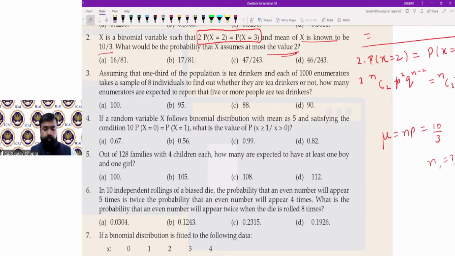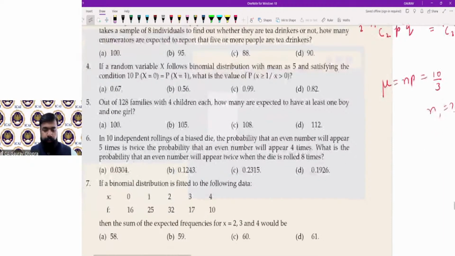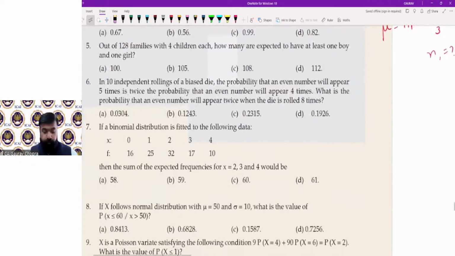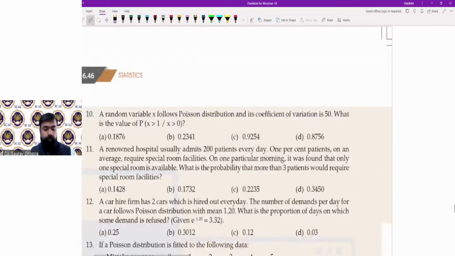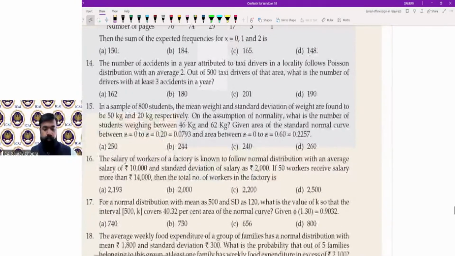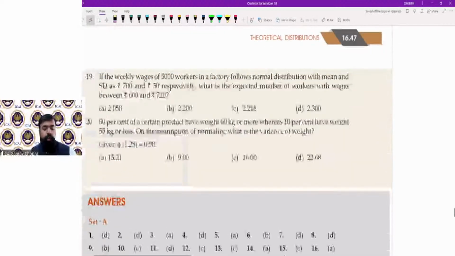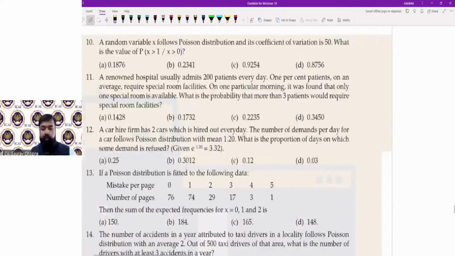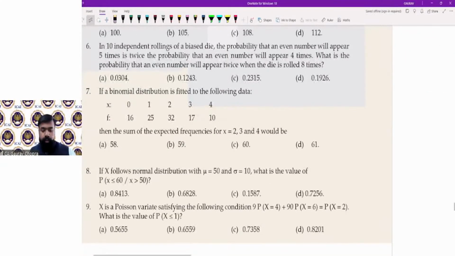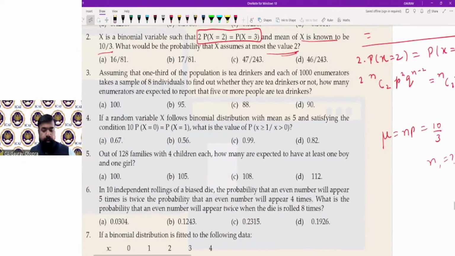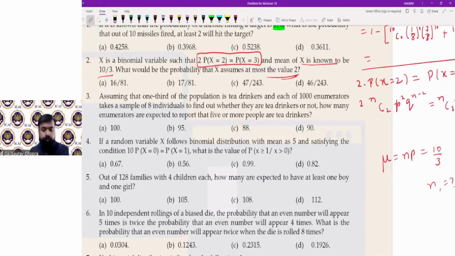Now, let's take some more questions. The majority of questions are from Poisson and normal distribution, which we'll be covering in the next two sessions, our last two sessions. So all these are different. Then you can try the fourth one.